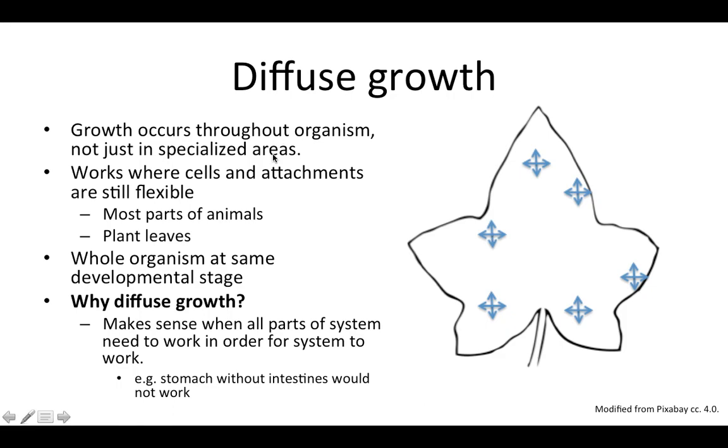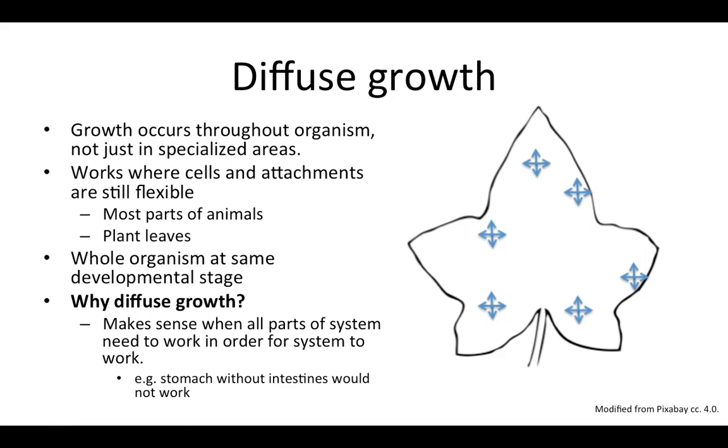When diffuse growth occurs, that means the entire structure, as in the entire leaf, or in the case of an animal, the entire animal, is at the same developmental stage. So in the case of a leaf, the entire leaf is a young leaf, and the entire leaf matures simultaneously to be a mature leaf. In the case of an animal, then we start with a young immature animal that matures as a whole into a fully mature one.